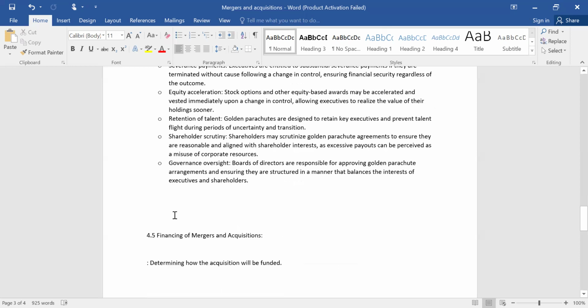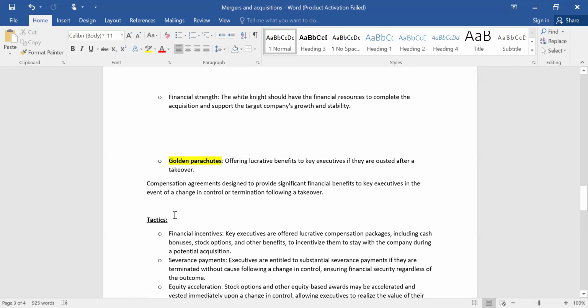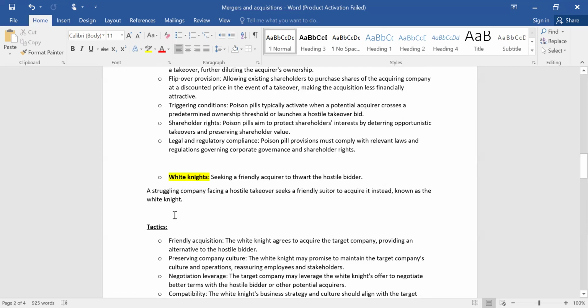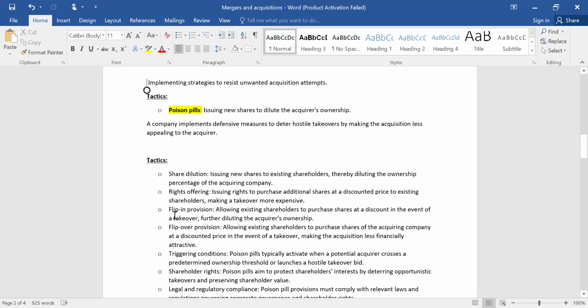And then in terms of governance oversight, the board of directors is responsible for approving a golden parachute arrangement and ensuring it is structured in a manner that balances the interests of the executives and the shareholders. So make sure you have at least 2 or 3 points for the golden parachute.